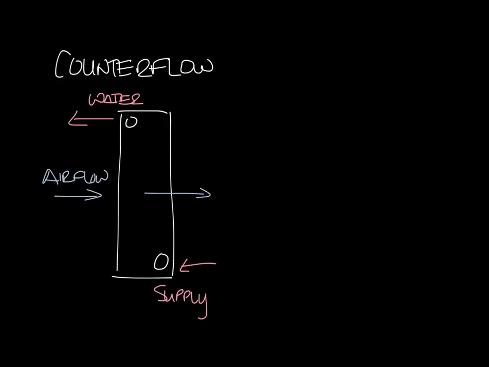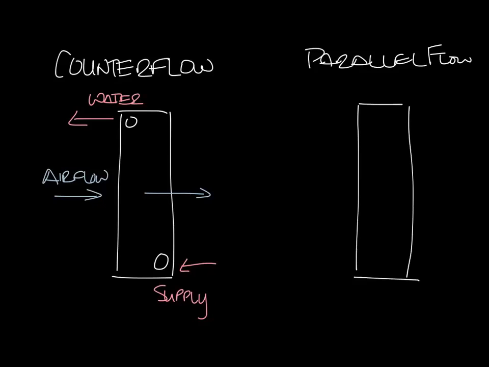So if this was a hot water coil on a VAV box, the cold supply air coming in would see the coldest water temperature first, and then as the air moved through the coil, it would move towards the warmer temperature water. In a parallel flow coil, the airflow and water flow are running in the same direction.